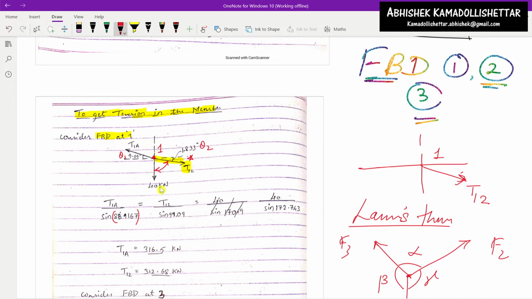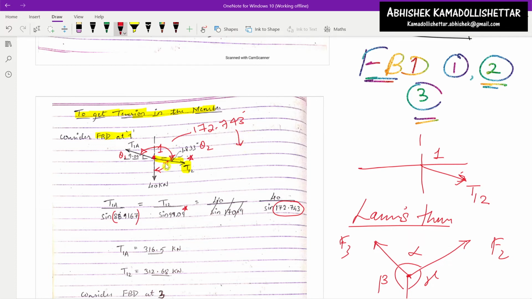And the next force is 40 kilonewton. So 40 divided by sine of the entire angle value. Okay, so 40 divided by sine 172.743 degrees. So how, you will ask me, sir, how did we get this?